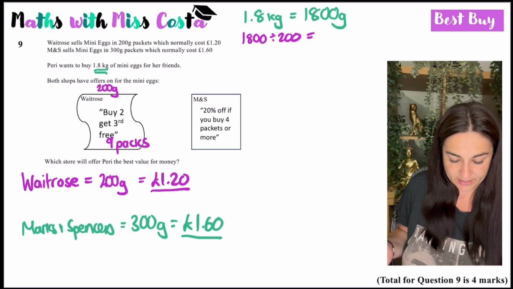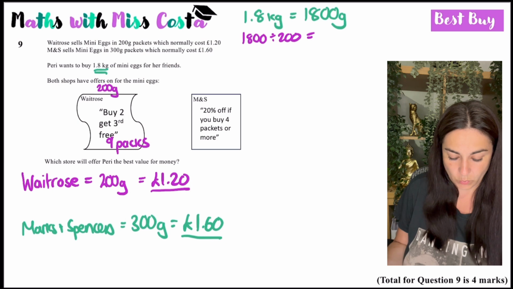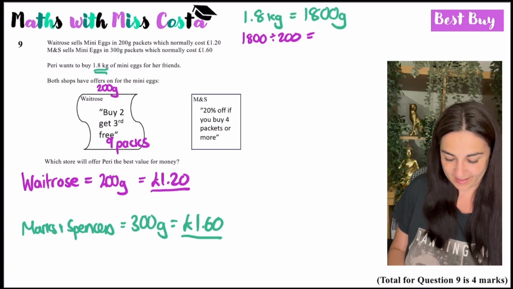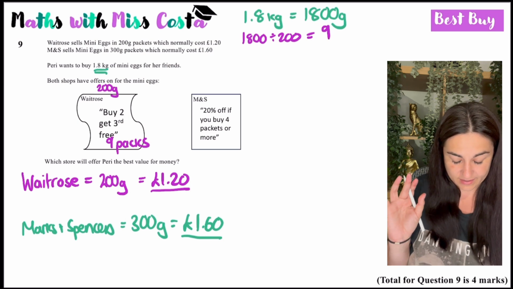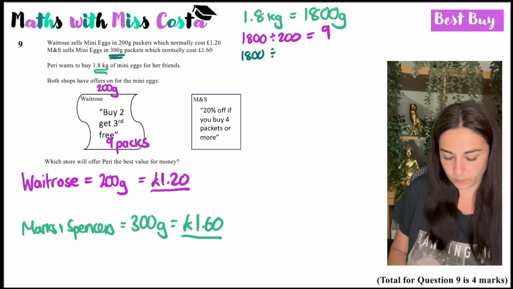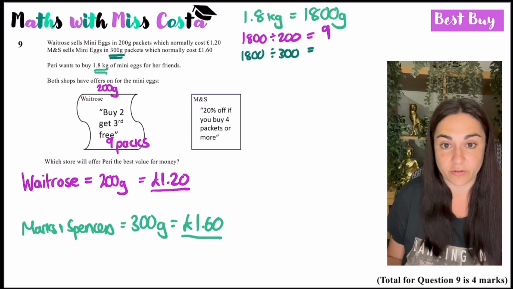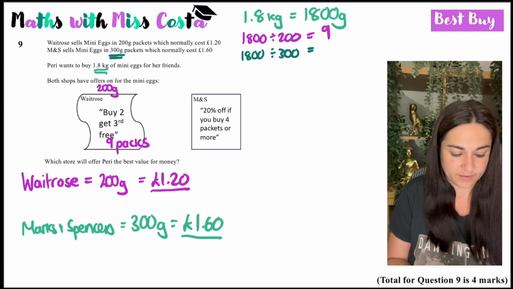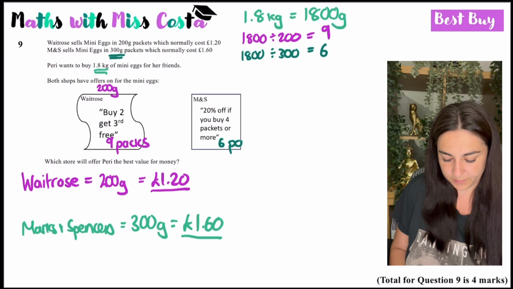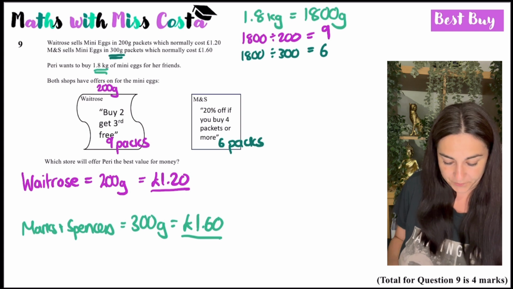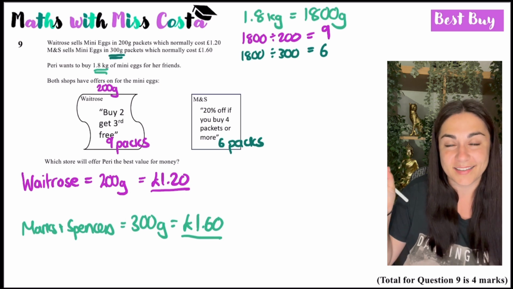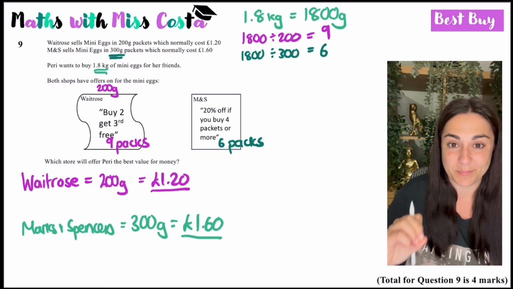In Marks and Spencer's, you get 20% off if you buy 4 packets or more. That's great. But what I was looking for actually is the weight. So 1,800 divided by, in Marks and Spencer's, the weight is 300. So each pack is 300 grams. So I'm going to do 1,800 divided by 300, which is 6. So here I'm going to need to buy 6 packs. So using all of that, I'm going to need to take into account the offers as well, which is frequently the bit that people get confused by.